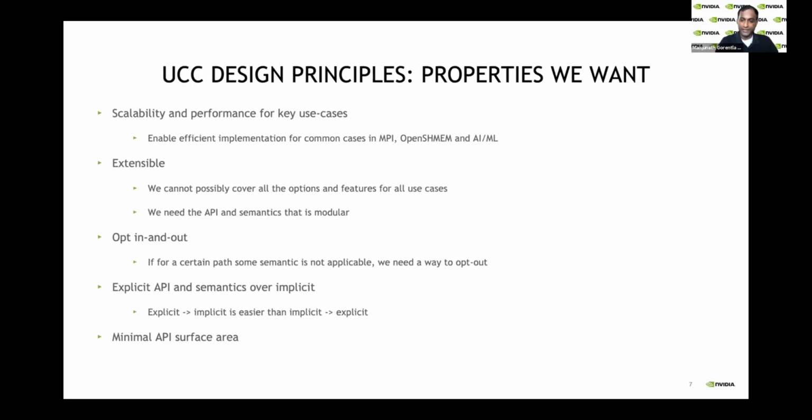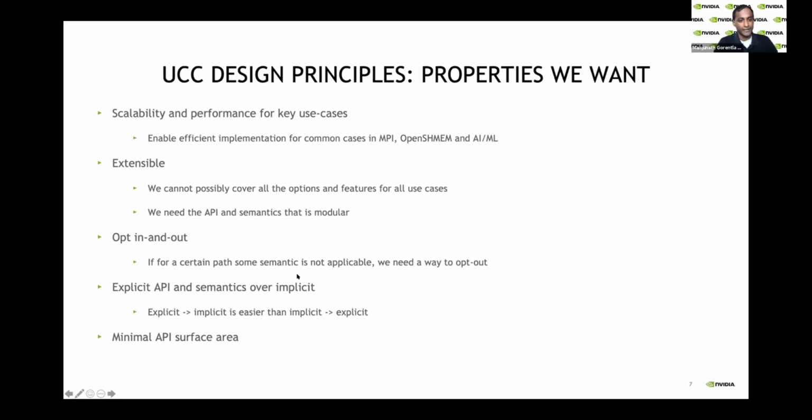So we knew the design goals. We had an idea of the challenges. We knew what solution we were looking for, but what we needed to determine was what the properties of this solution should look like. Anybody in the HPC community will agree that scalability and performance for key use cases is very important, especially for the adoption of this library. So we wanted that to be an important property of our solution.